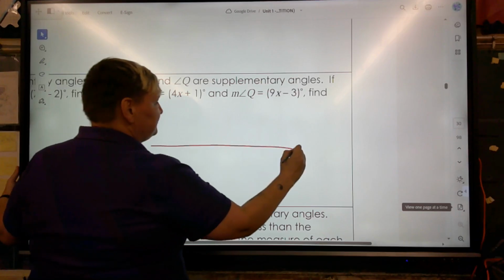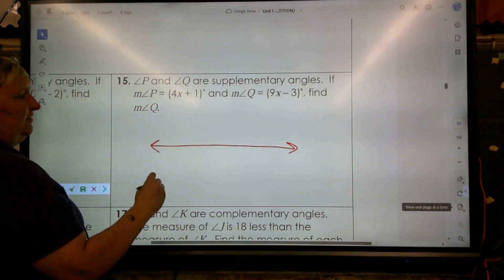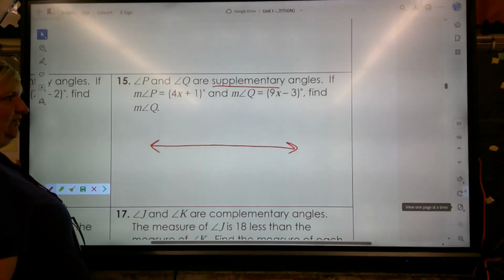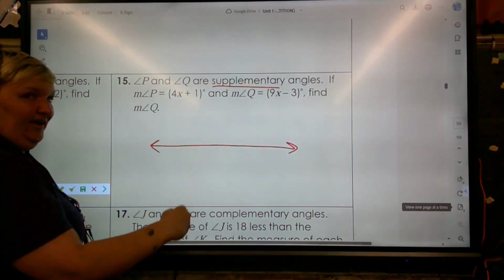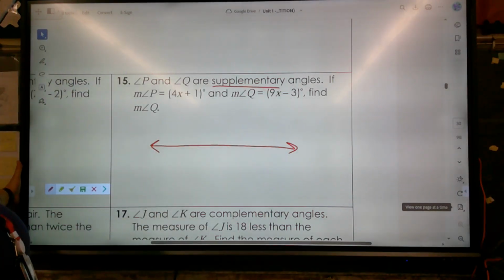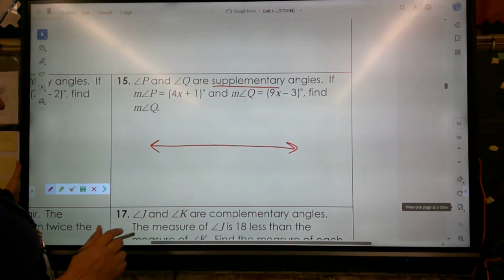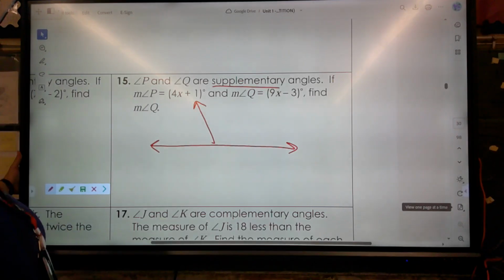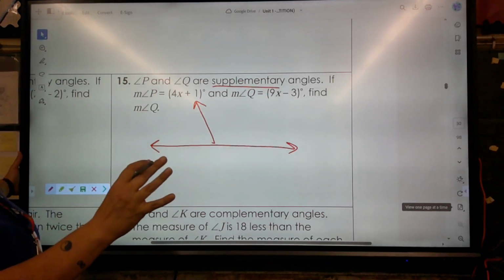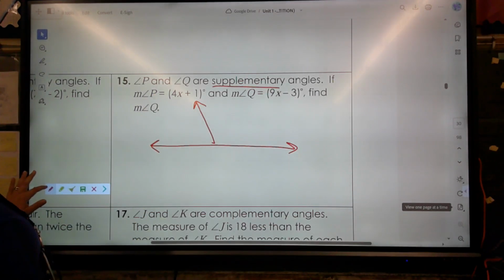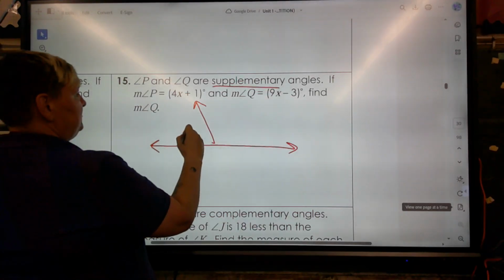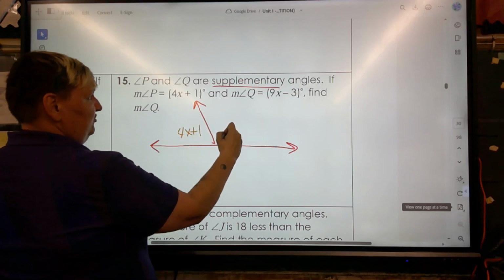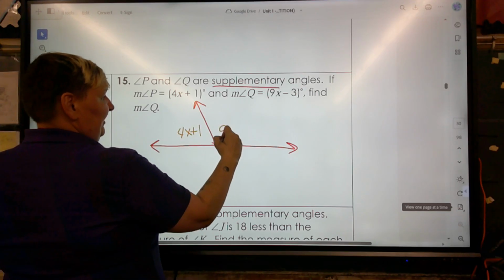So we know it has to total a straight line, right, because it's supplementary. We don't know if it's a big angle, a little angle, or anything in between. All we know is that when you add them together, they're going to equal 180. So just draw something so that you can visualize, right? Let's call this P, and that's 4x plus 1. And let's call this Q, right? So 9x minus 3.